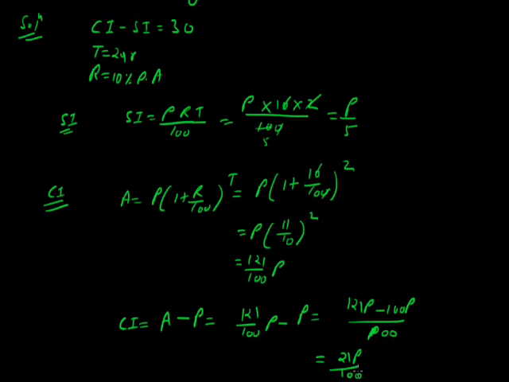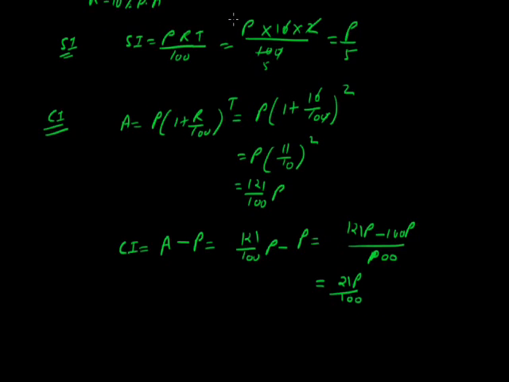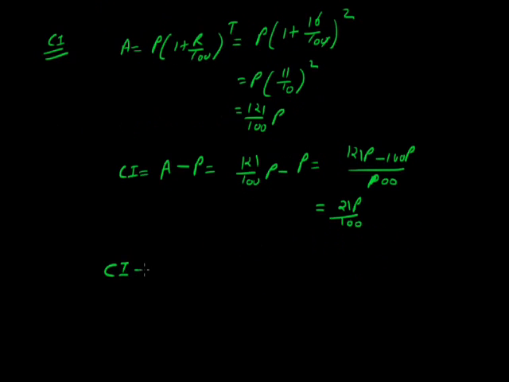Now we put these values, that is simple interest is equal to P by 5 and the compound interest is equal to 21P by 100, in the first equation. This is your first equation, let's say. Now put the values of CI and SI in the first equation, that is CI minus SI is equal to 30. So the value of CI is 21P by 100 and the value of SI is P by 5, which is equal to 30.